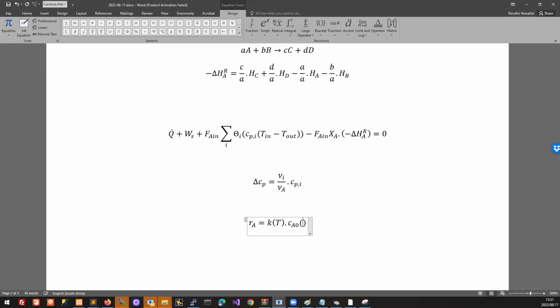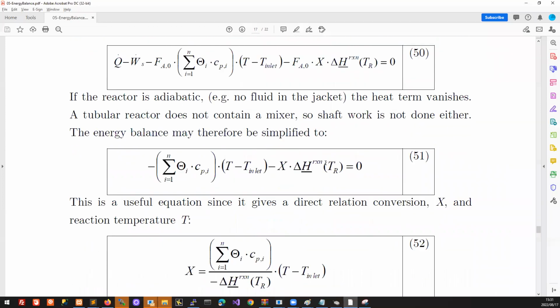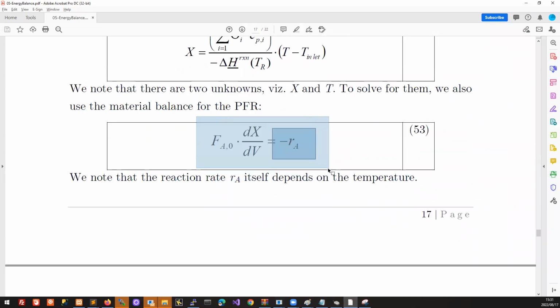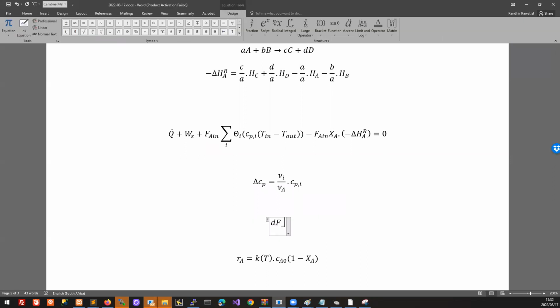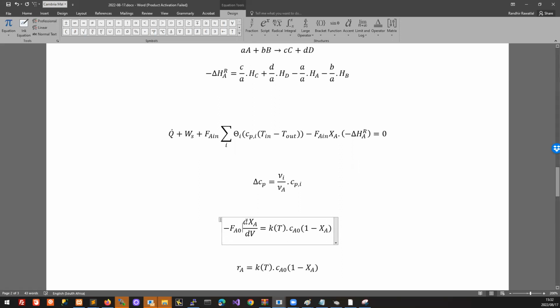We write it in terms of the conversion. So RA, if we take this equation, then we are trying to do this, right? Okay, I'm just going to write it. dF_A/dV equals RA. So we have this, and here we have XA. So this ODE, you can see the variable is XA, and there's your XA over there.